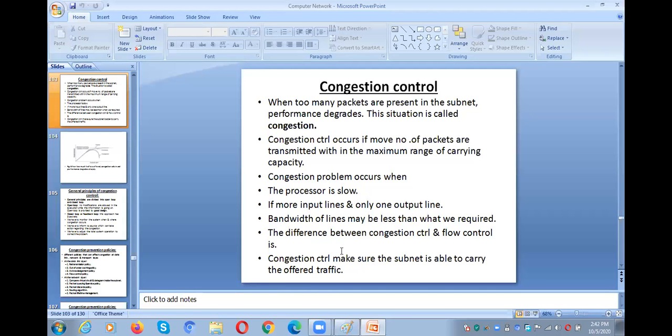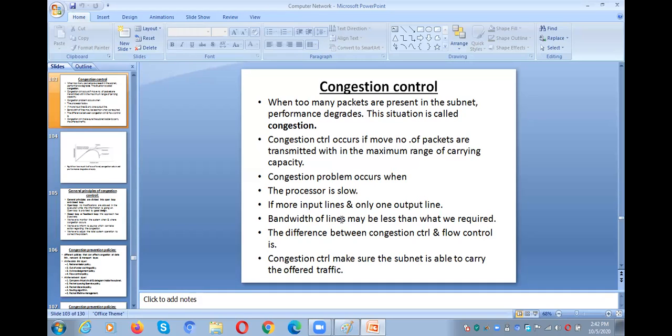And then we need to talk about congestion control. So what is congestion control? Congestion control means too many packets into a network leads to congestion. Congestion is like a traffic jam in real time. Too many vehicles on the main road cause a traffic jam. Likewise, too many packets into a network cause congestion.